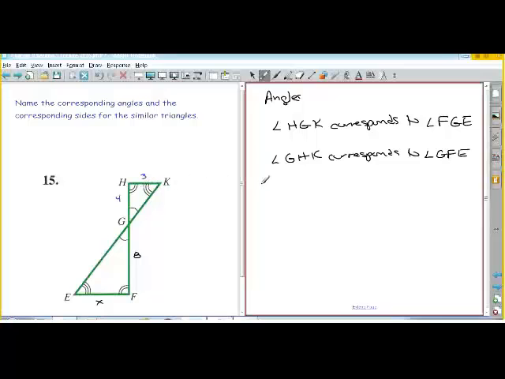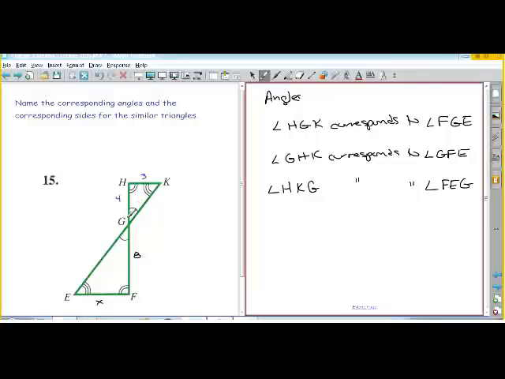And finally, the one with the three sweeps is going to be angle HKG. And I'm just going to use my little ditto marks here, so I have to do this again. It corresponds to angle, so HKG, FEG. So you might want to go back later and just make sure you're understanding what it is. So those are the three corresponding angles.